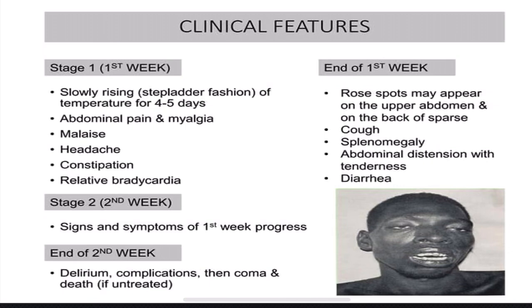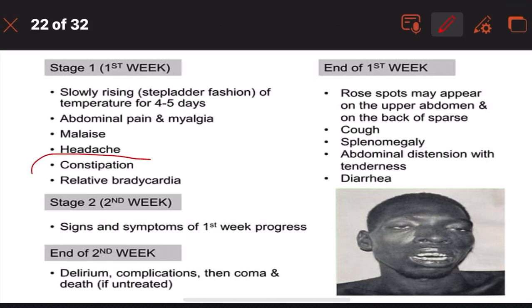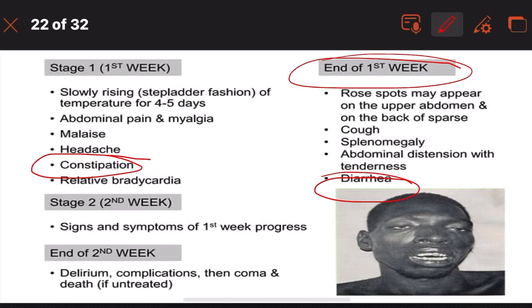In the first week we have constipation. So you can see in stage 1, first week, constipation. At the end of the first week, the patient presents with diarrhea. I have clearly told why constipation occurs. Now let's see why diarrhea. Before that, abdominal distension. The typhoid bacteria, Salmonella typhi, is primarily infecting the small intestine. Once it infects the small intestine, it causes inflammation and swelling of the intestinal walls, and all of this inflammation and swelling of the small intestine is causing a buildup of fluid.